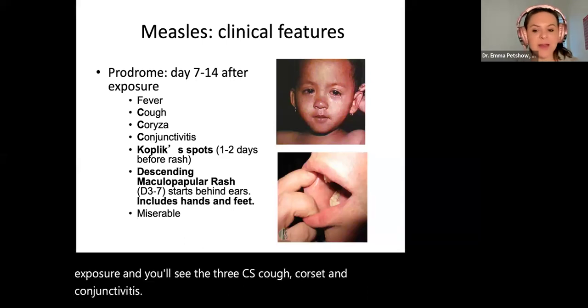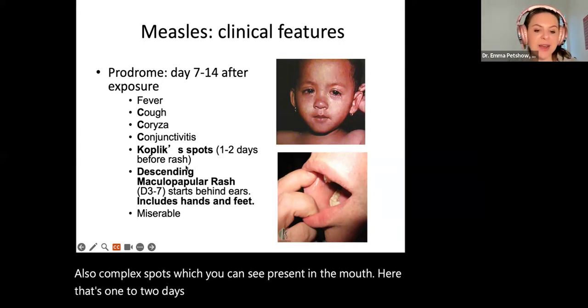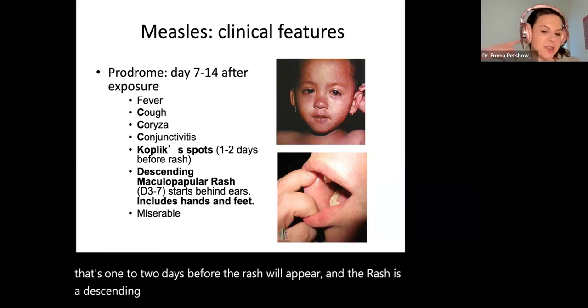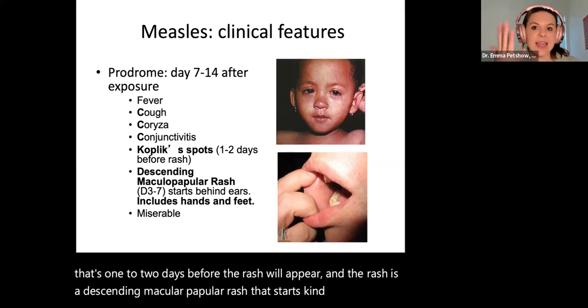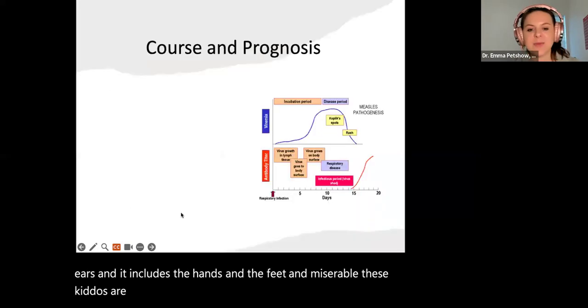Also Koplik spots, which you can see present in the mouth here. That's 1 to 2 days before the rash will appear. And the rash is a descending maculopapular rash that starts behind the ears, and it includes the hands and the feet. And miserable. These kiddos are sick. Hence why we do have vaccination now.